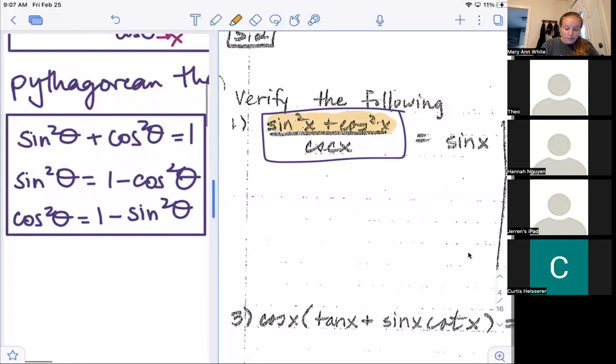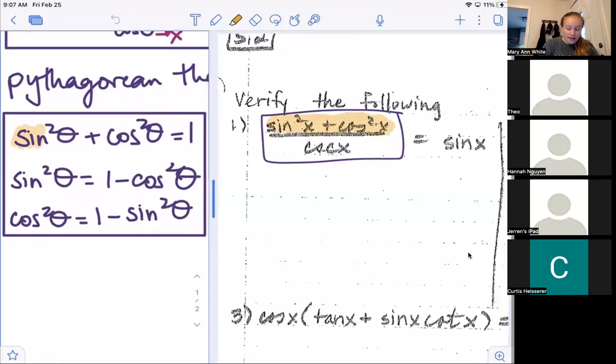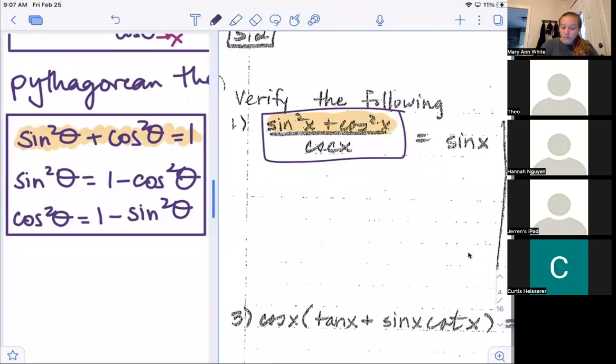And I see in the first Pythagorean identity, sine squared theta plus cosine squared theta equals 1. That matches what I have here. So I can replace sine squared plus cosine squared with 1. That whole numerator becomes 1, and I now just have 1 over cosecant.